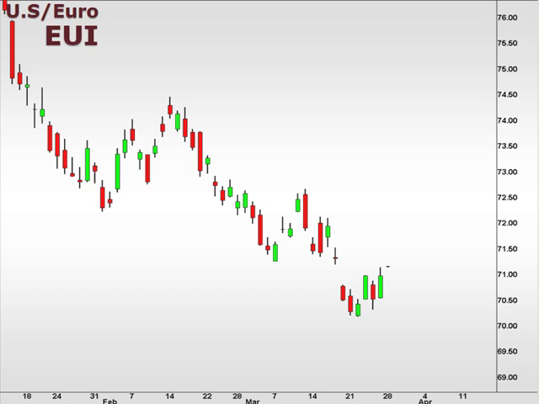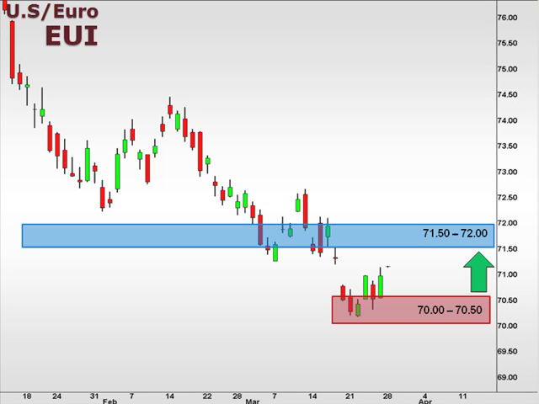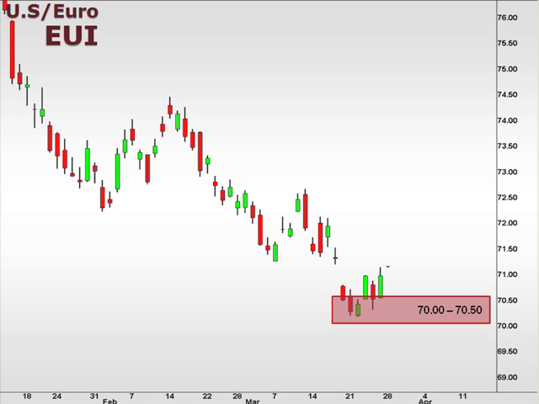Next up, the EUI, the US versus the euro. The EUI continues to trend lower, but did bounce at the 70 support level as we expected last week. This does lend credibility to a test of the 71.5, 72 resistance level.